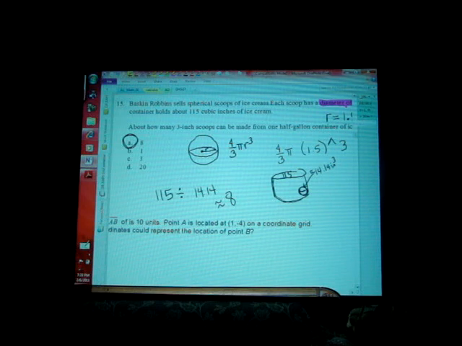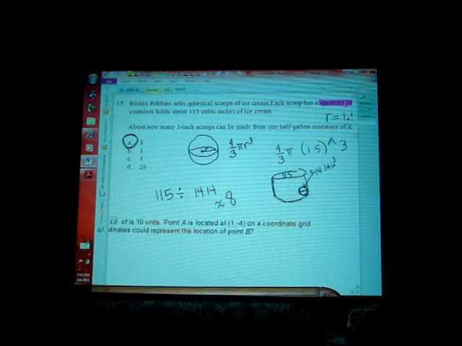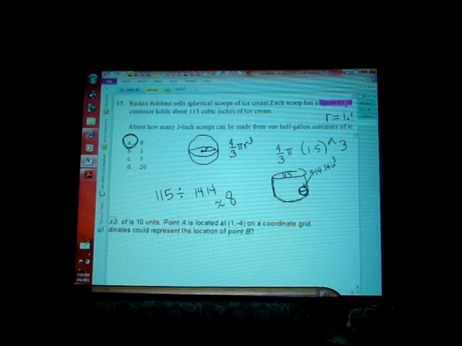Best of luck. Remember to remind kids that diameter is not the number you need for this formula. It's radius. You can't use the diameter in the formula until you divide it by 2. Alright, best of luck.